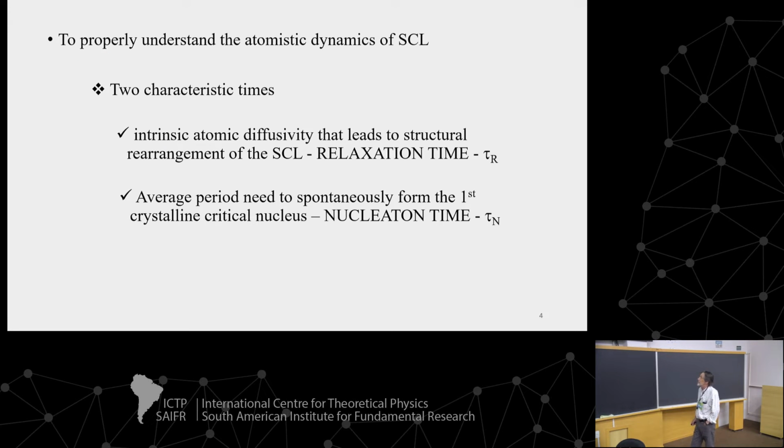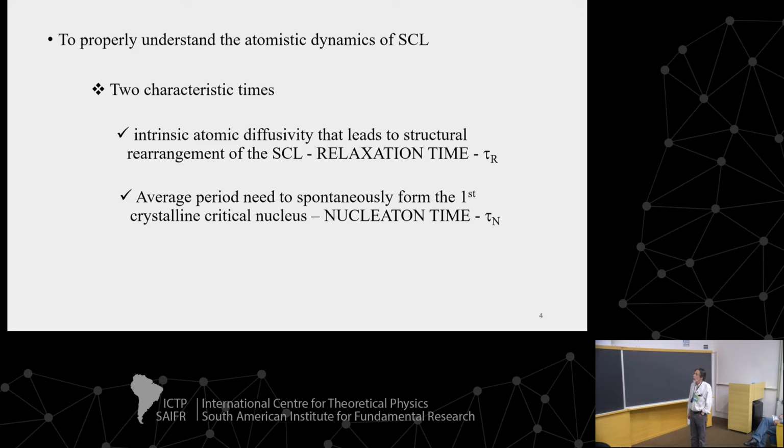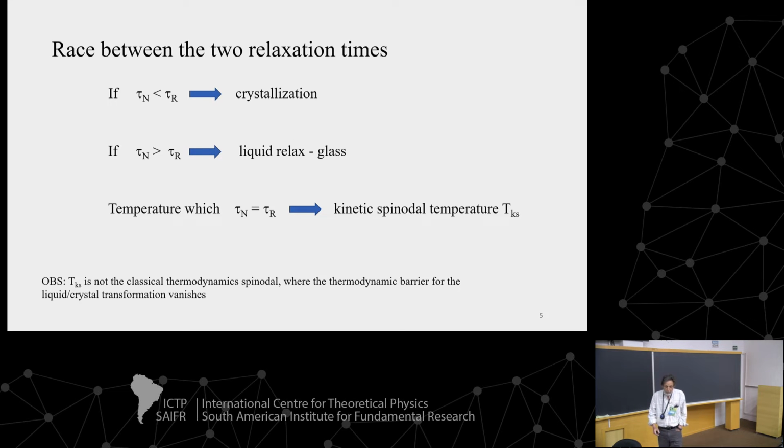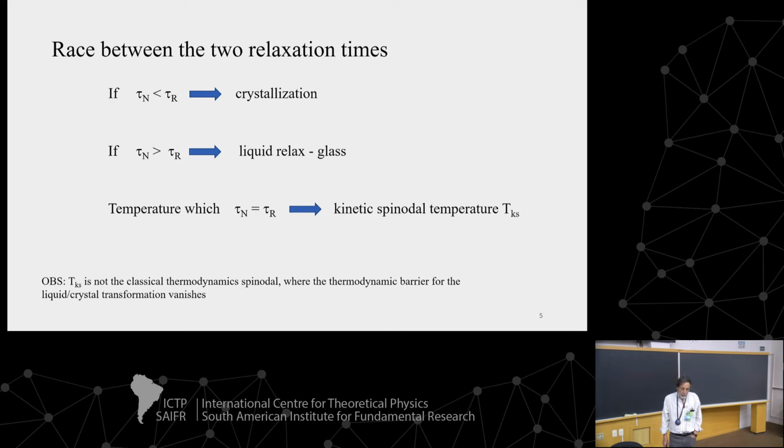To properly understand the atomic dynamics of a supercooled liquid, we need information about two characteristic times. One is the relaxation time, which is the intrinsic atomic diffusivity that leads to a structural rearrangement of the supercooled liquid. The other is the nucleation time, which is the time necessary to form the first nuclei, which can grow as a whole. The race between these two times decides which happens first. If the nucleation time is smaller than the relaxation time, you will have crystallization of your material. On the other side, you have a glass or amorphous material, right?